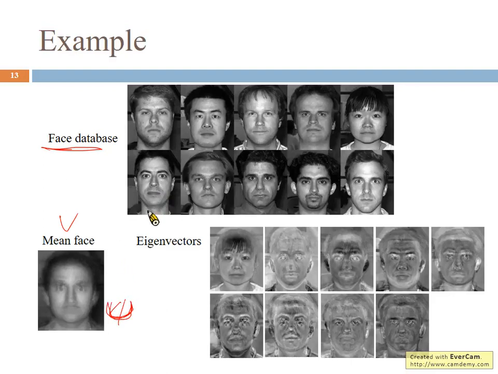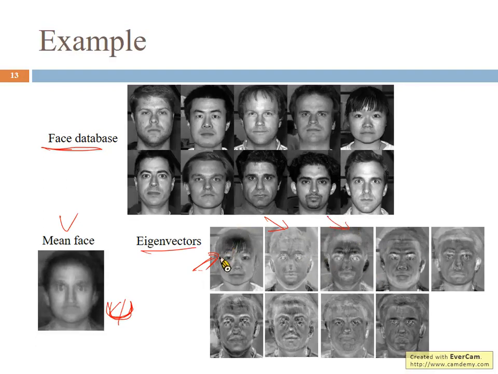And by the procedure we mentioned above, we can calculate the eigenvectors of the covariance matrix of the training data. Here, this is the first eigenface, or the first eigenvector. And this eigenface corresponds to the largest eigenvalue. And this is the second eigenface. This is the third, and so on.